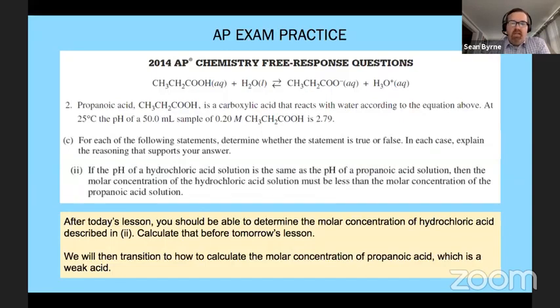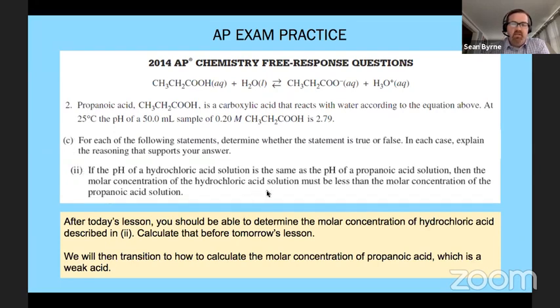Our exam practice problems for tomorrow, we have 2 of them for you. If you want to take a screenshot of this, or you want to pause the video right here so that you can write down the important information. This one comes from the 2014 AP Chemistry exam. It is the same beginning prompt from what we looked at yesterday, but we're looking at part C2.